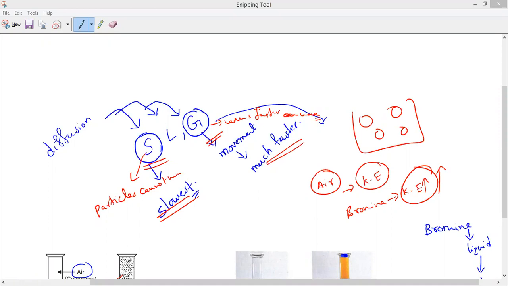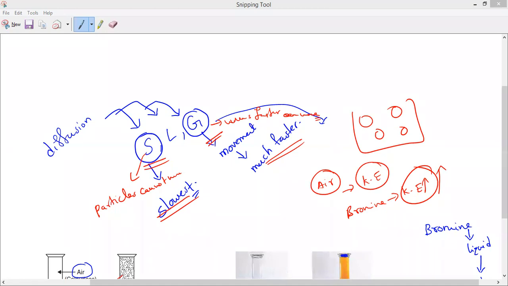So, if you are heating, then what is happening? Particles will gain kinetic energy and move more and more rapidly. So, once the speed of the particles of a substance increases, what increases, guys? It increases the rate of diffusion. Do you understand? So that is what.